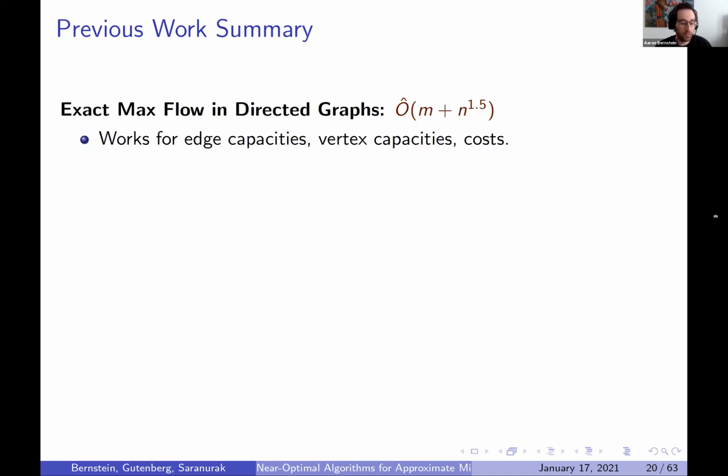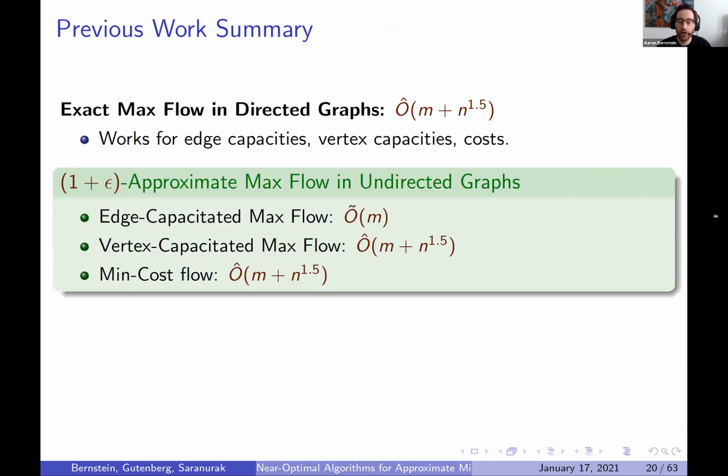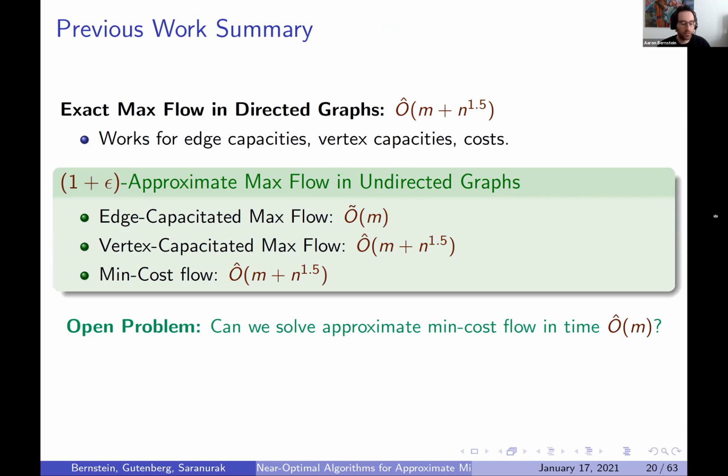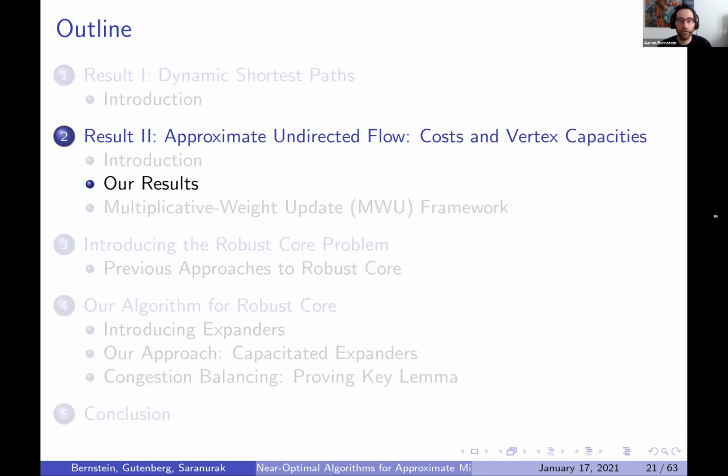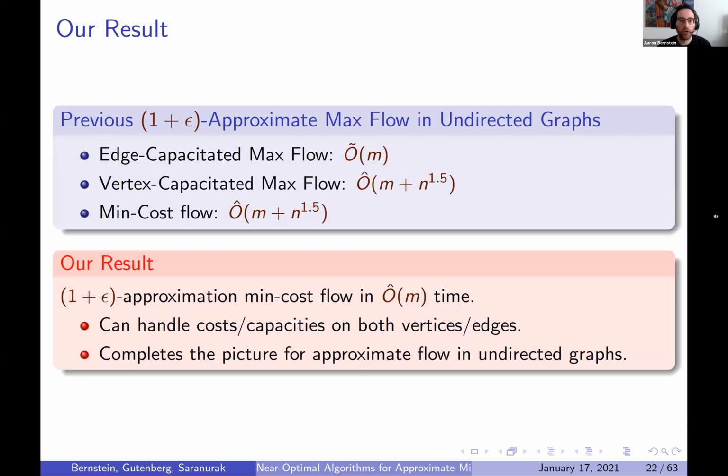Great. So just to summarize, for exact max flow, we have this m plus n to the 1.5. For approximate, we can do near linear time in m for the most basic version, but for all the extensions, we just have to run the exact case. There is no good approximate algorithm. And so an open problem that's been around for a while is, can we solve approximate min cost flow or vertex capacitated flow in linear time? And our result is yes. We show how to get near linear time for all of these different variants. And so this essentially completes the picture for approximate flow in undirected graphs.